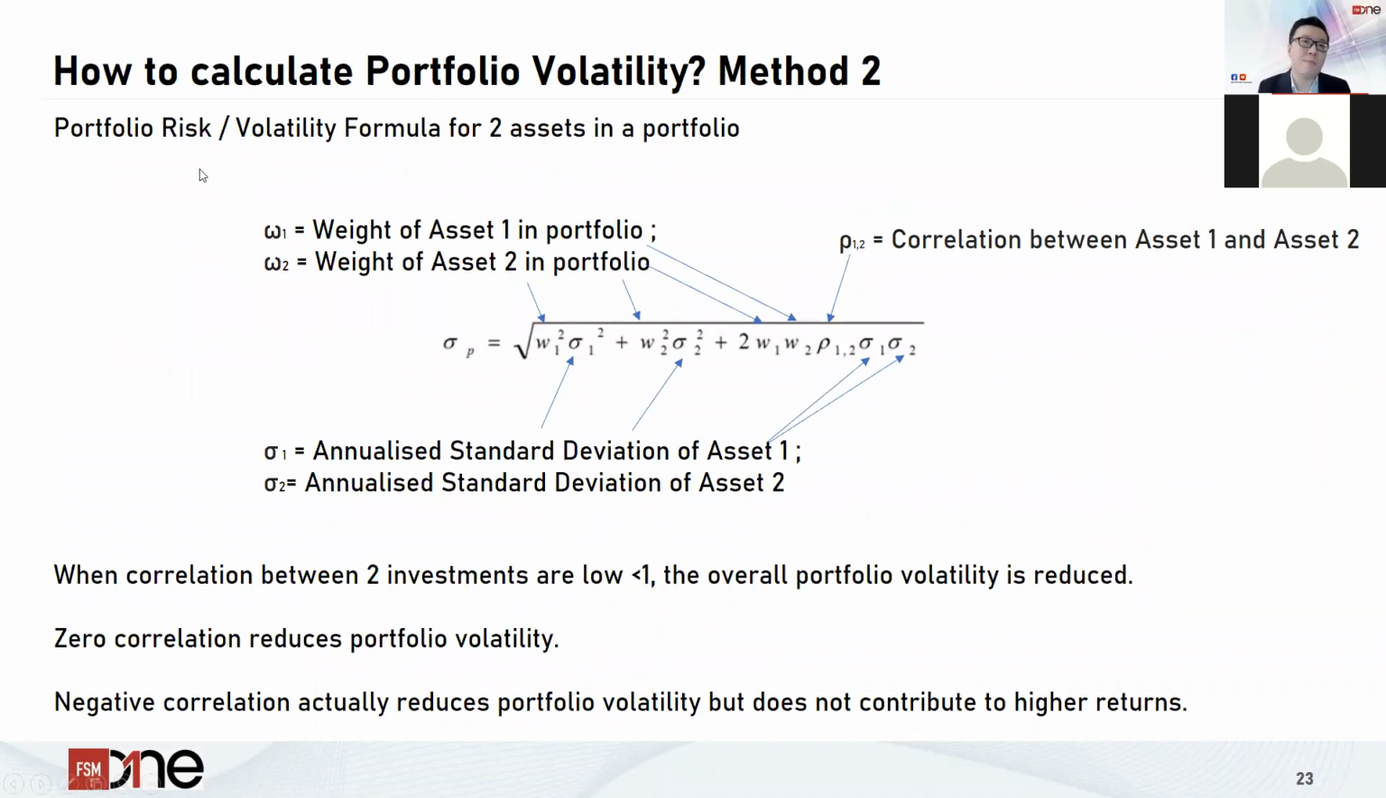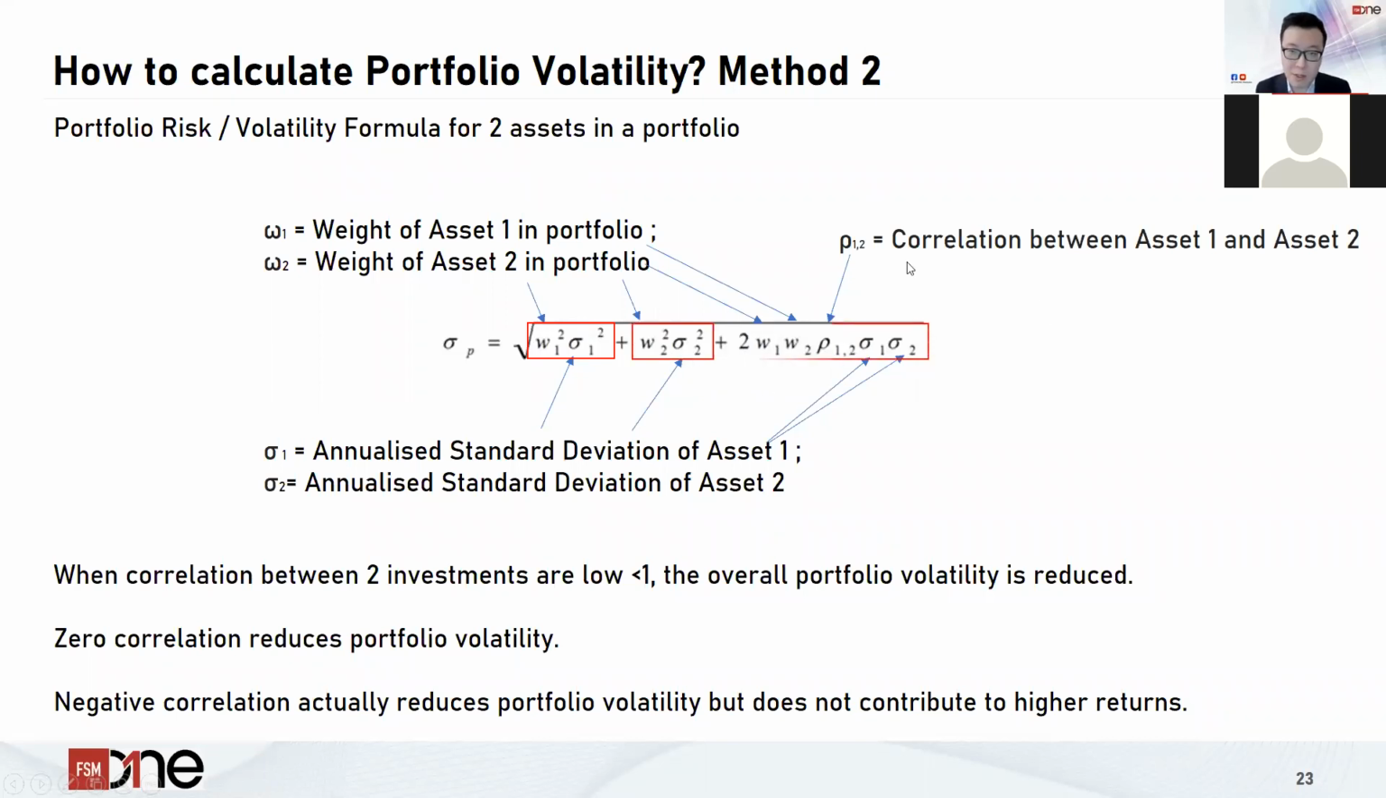We can also calculate portfolio volatility, which is in this formula over here. I'll try to explain this. So we have one part here, which is, in this example, I use just two assets, asset 1 and asset 2, because the formula is simpler, but this is how it works. The first part is the weight of asset 1 squared times the standard deviation of asset 1 squared, plus weight of asset 2 squared times the standard deviation of asset 2 squared.